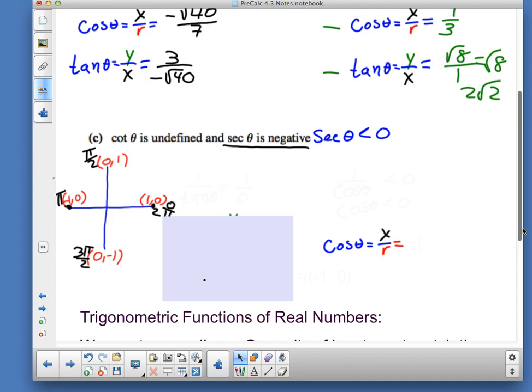Cotangent theta is undefined. So what's that mean? If cotangent is undefined, we tried to divide by 0. Okay? So tangent's got to be 0. That's a symptom. And remember, tangent is sine over cosine, which is y over x. So I'm wondering, what area is y 0? Because when I flip it, it's undefined.